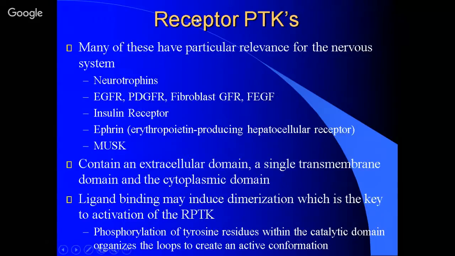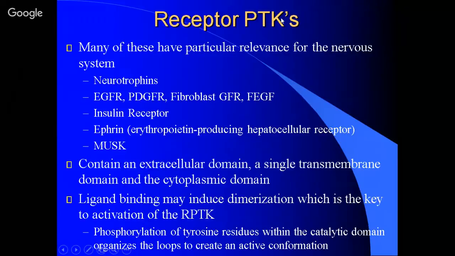Now, let's focus on the receptor protein kinases, which are more typically central nervous system or nervous system, and many of them have particular relevance here, and I've just put this list together. We're going to come back to efferents. So don't worry about that if they're not. Most of this stuff you're already familiar with, okay? And by the way, most of this stuff is going to show up in the pharmacology course. So you're going to be using these systems a lot.